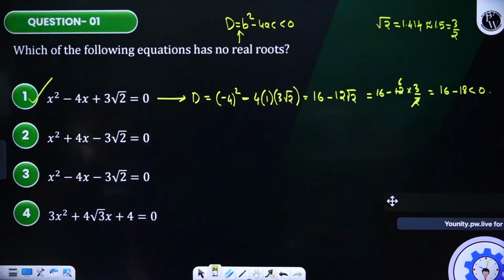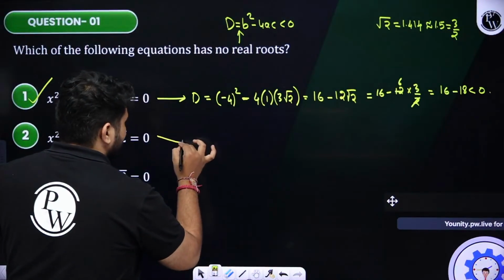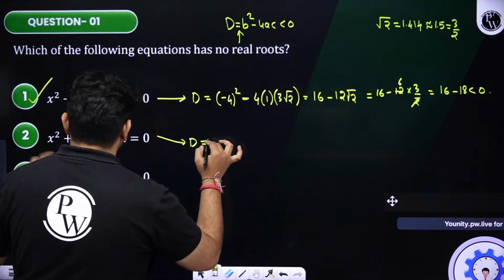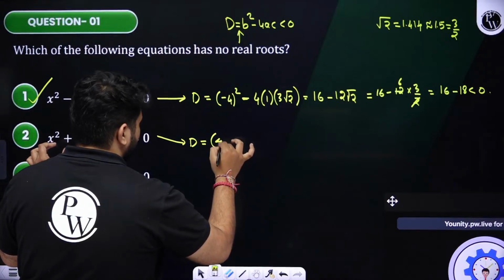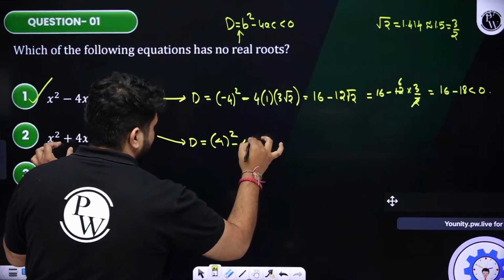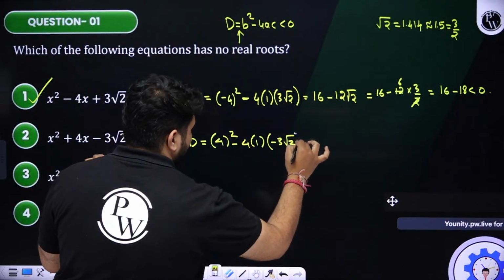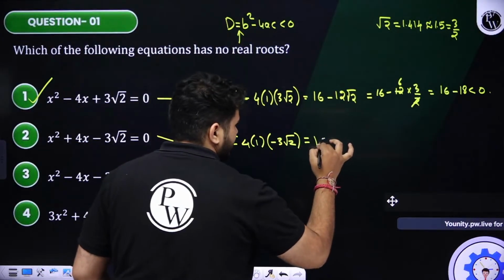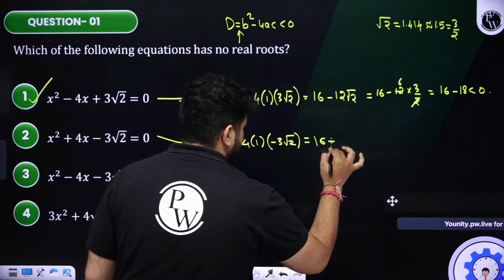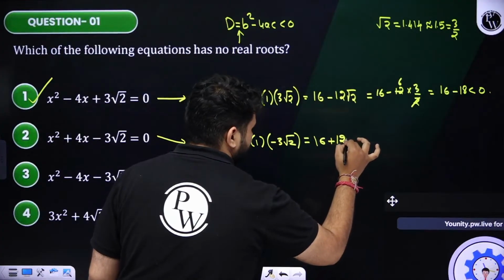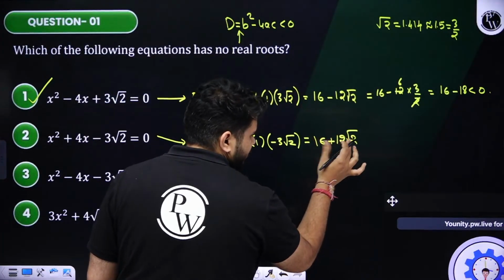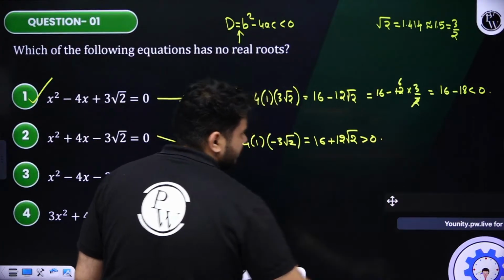Let me see, B. Understand your mistakes. Here, if you calculate the discriminant value, it will be plus 4 whole square minus 4 times of 1 into minus 3 root 2. Now from here, 4 square is 16, minus into minus is plus, 4 3s it will be 12 root 2. Right? So which is always what? Positive, greater than 0.